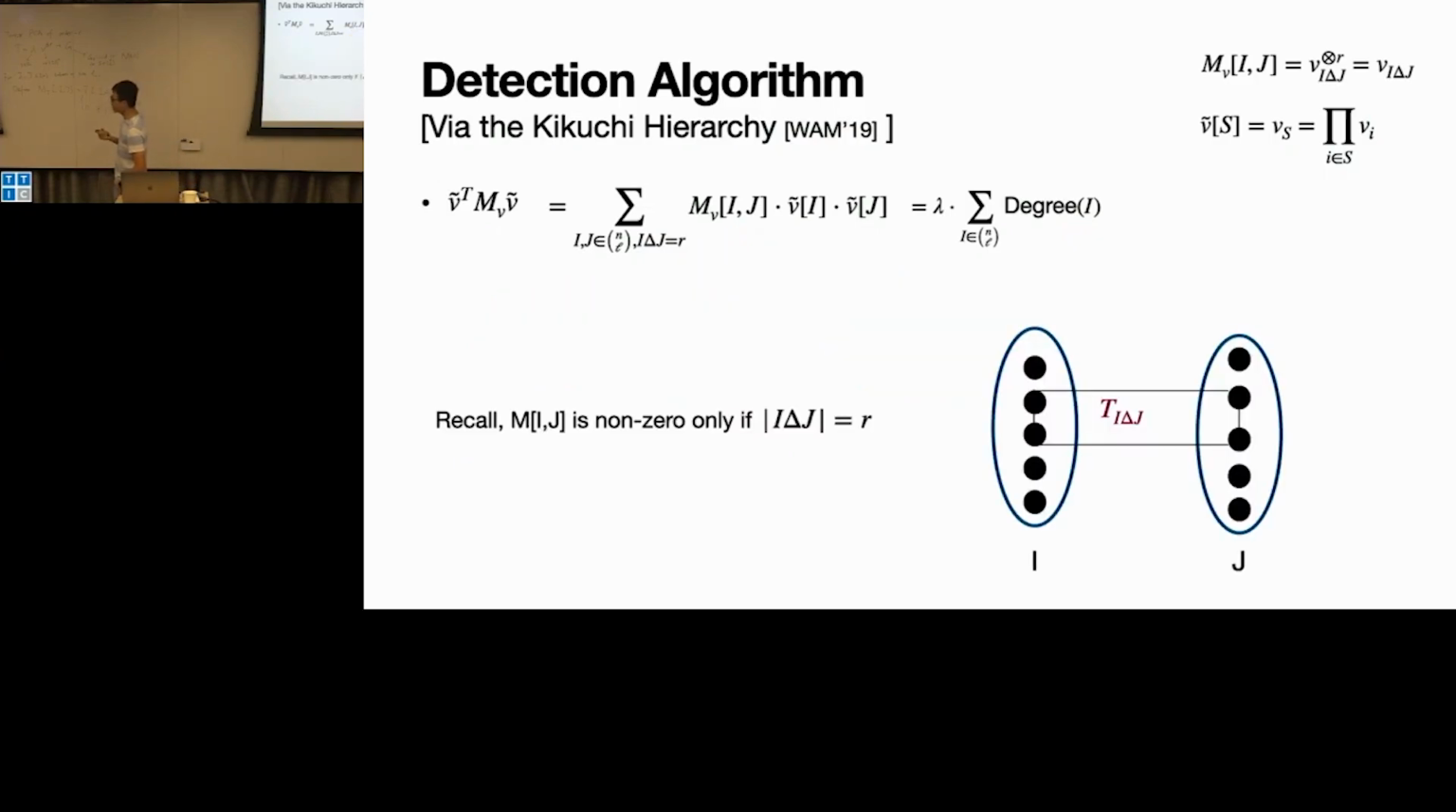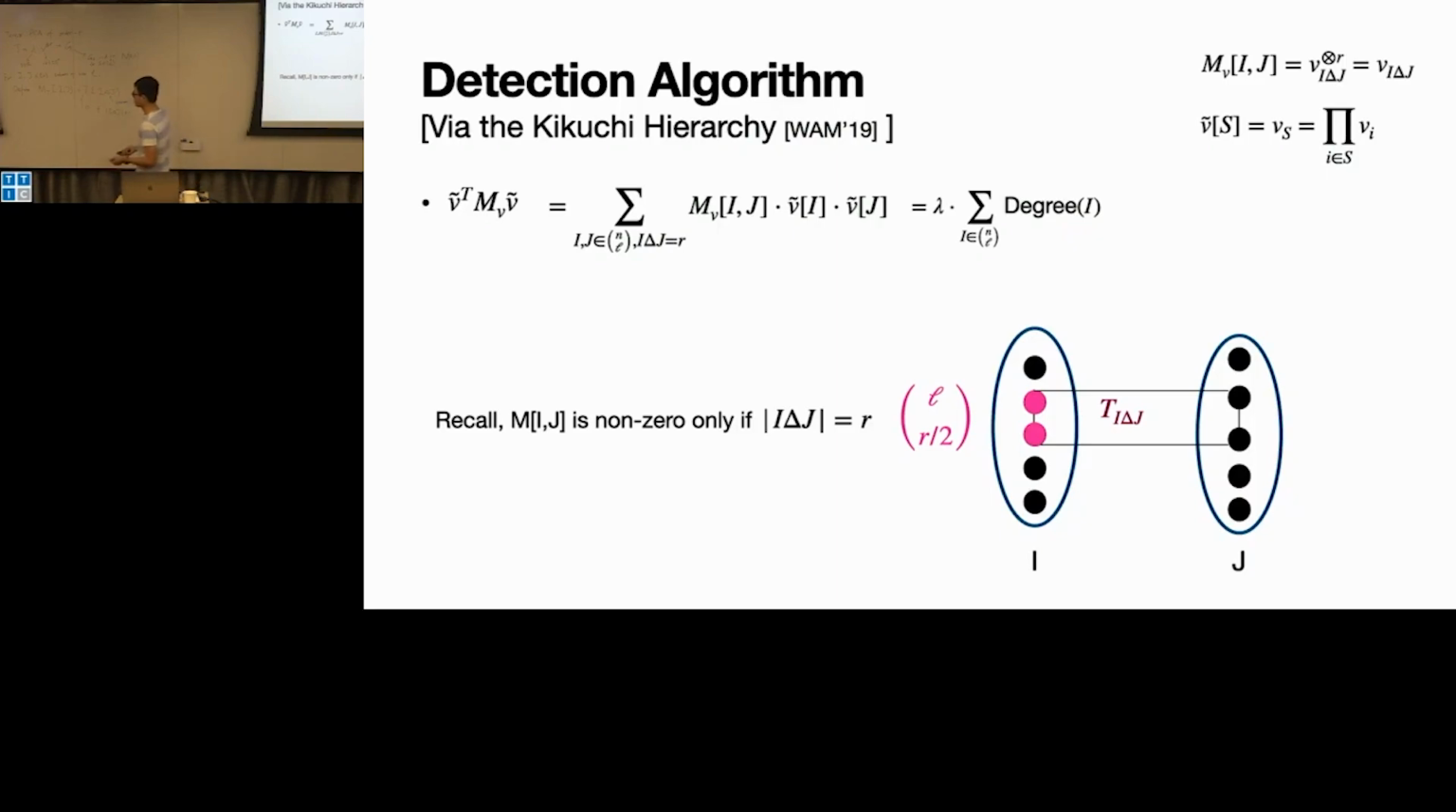And what's the degree if I fix a vertex set I? Recall that this is only non-zero if we have another vertex set J that gives you a symmetric difference of cardinality R. Once I tell you I, you can determine J by first picking the vertices that you are going to kick out from I. And you have L choose R many choices. Let's say R is even for now.